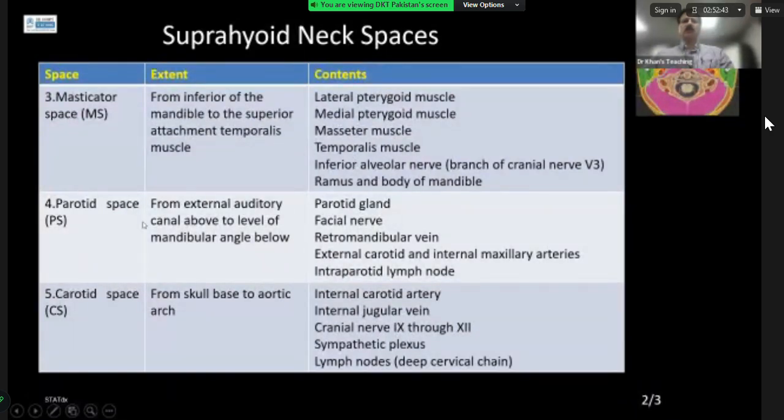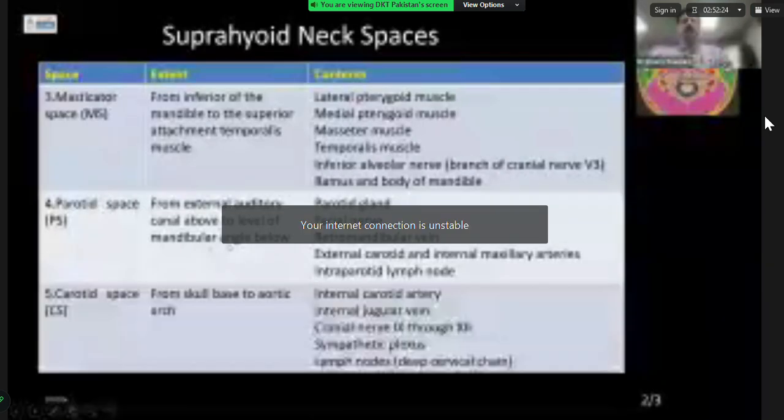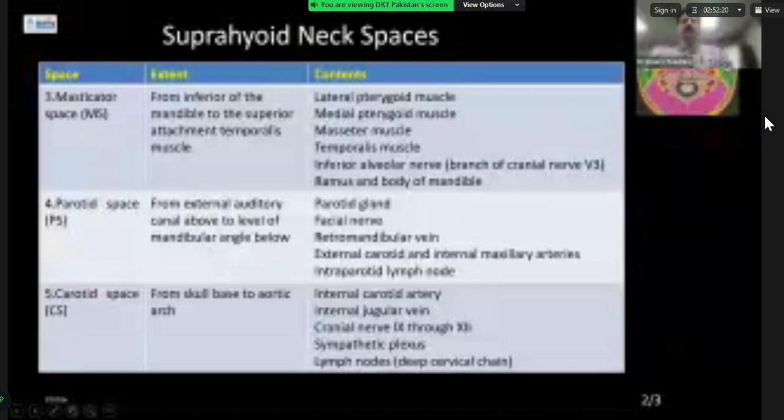So these are the contents. Then comes the parotid space, and parotid space will be part of today when we are dealing with temporal bone, because just inferior to the temporal bone is the parotid space. So it is from external auditory canal to the level of the mandibular angle. And these are the contents.